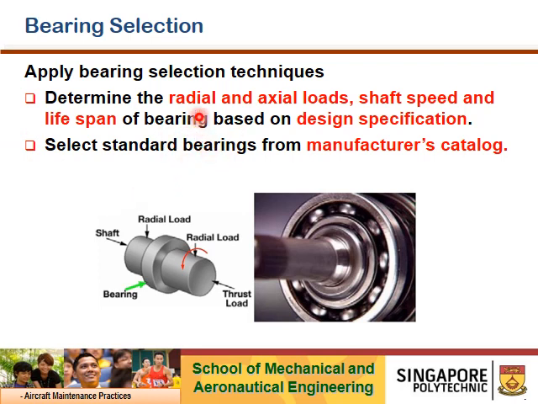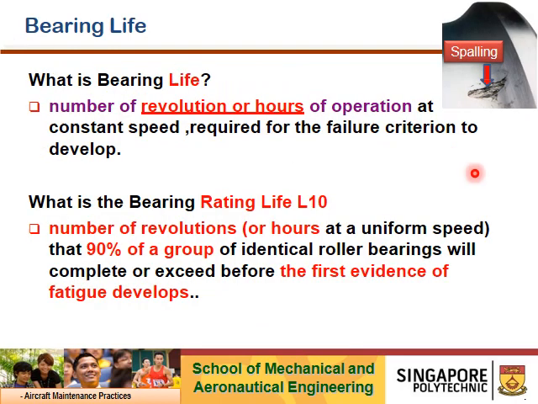Various questions will come with different forms of radial or axial loading or both, and various shaft speed and bearing life. So what is bearing life? Bearing life is termed as a number of revolutions or hours of operation at constant speed required for the failure to occur or develop. So bearing life is either termed in terms of revolutions or in terms of hours.